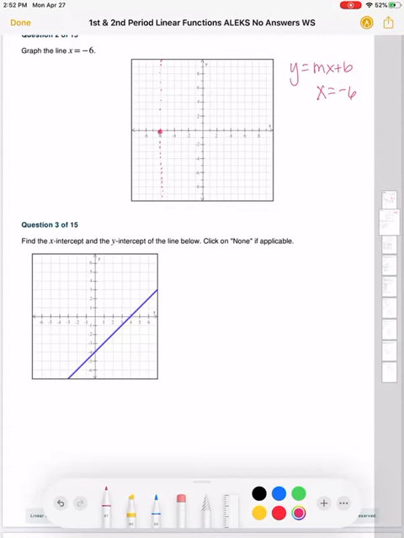Okay, question 3 says find the x and y intercept. Click on none if applicable. That is not applicable, so don't do that. Instead, you want to look, where does it cross the x and y axis? And remember that those are an ordered pair. The x-intercept is the number where it crosses the x-axis when y is 0. The y-intercept is the number where it crosses the y-axis when x is 0.